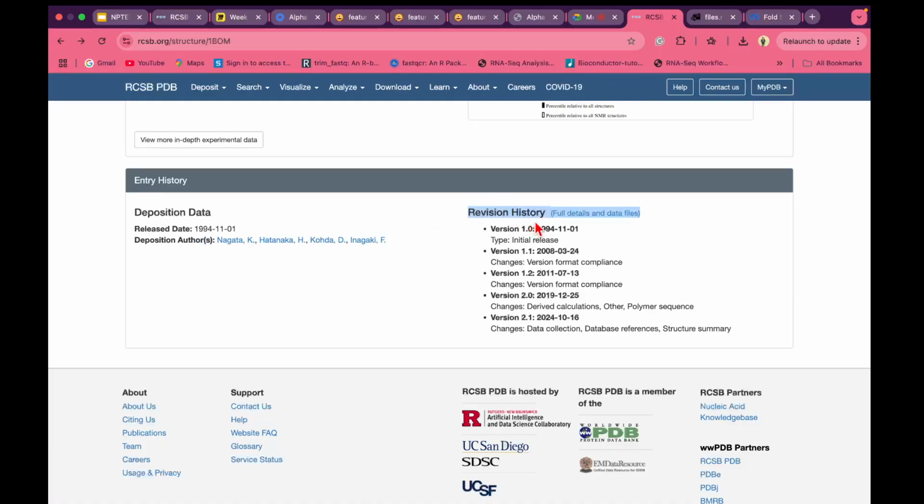PDB accepts revisions from the other authors about the structure, and the revision history will also be posted. So that is followed by the initial revision. For this insulin, we have version format compliance 2 times. Then we also have derived calculations and other polymer sequence. Finally, recently we have data collection changes, data reference changes, and structure summary changes added to this.